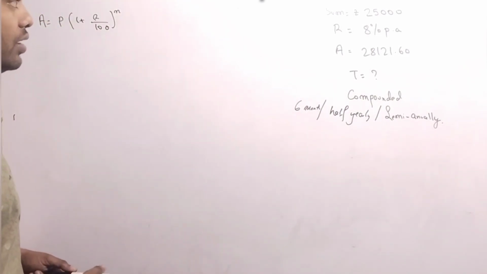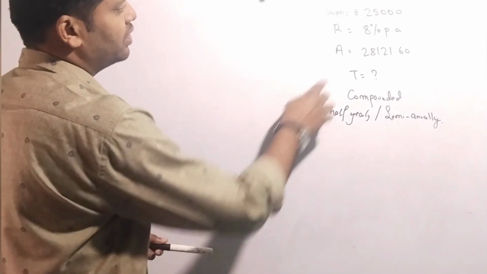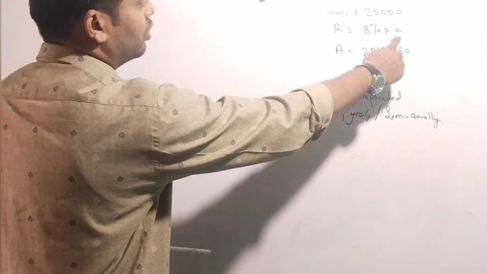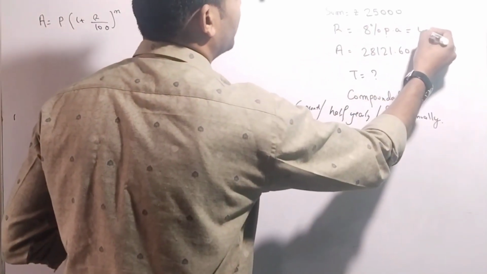Now when it is half yearly, will the sum get affected? No sir. Rate, sir, the rate will get affected. It will get reduced to 4%. Why? In 6 months it is for 1 year. Per annum means 1 year. 1 year is 8%. For 6 months, how much? For 6 months it will be 8% by 2, which is 4%.